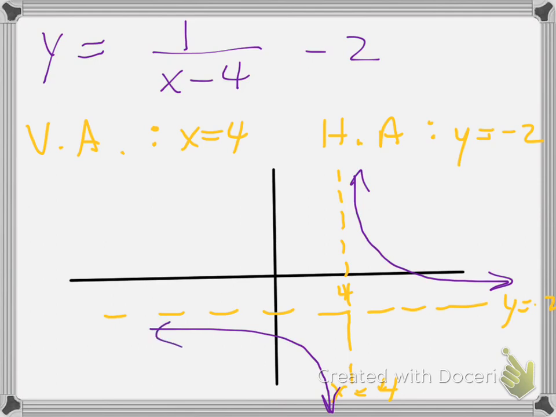Why wouldn't the horizontal asymptote be 2? Because 2 minus 2 is 0. Wait, no, I shouldn't have said that. All right. Okay, y'all okay with this?